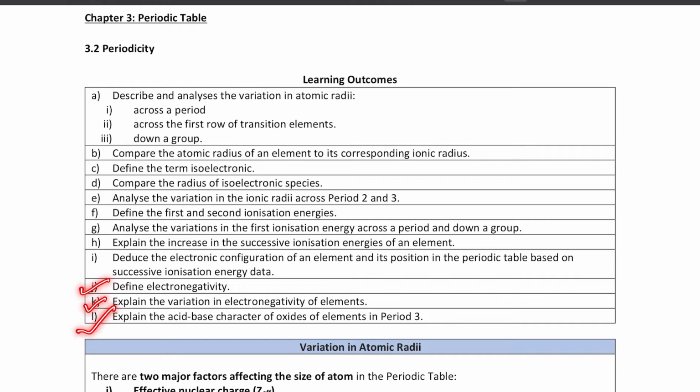Okay, so learning outcome J, that means by the end of this video you should be able to define what is electronegativity, and you should be able to explain the variation of electronegativity across a period and going down a group. And then lastly, you should be able to explain the acid-base character of oxides of elements in period 3. Okay, that means specifically we are going to focus on period 3. Kita nak tengok acid-base character of oxide dia.